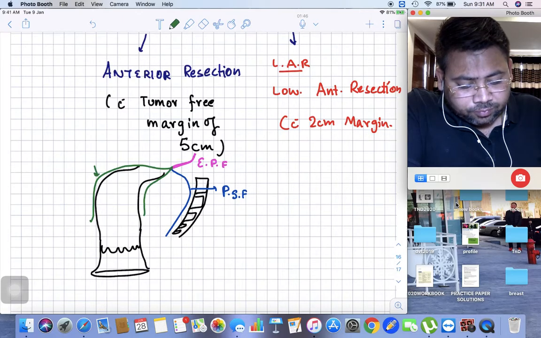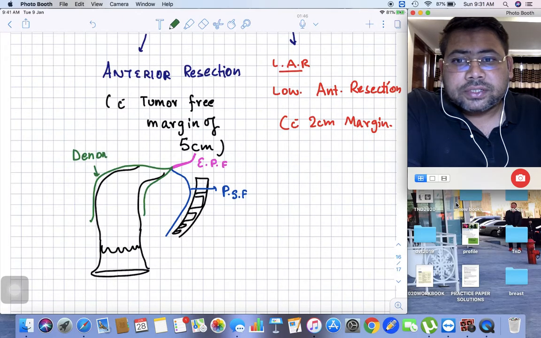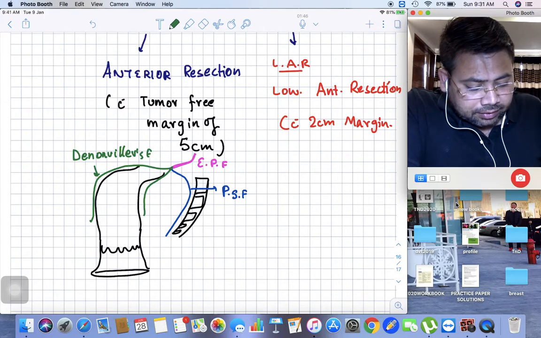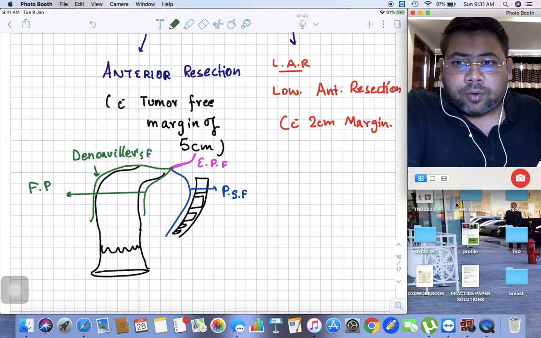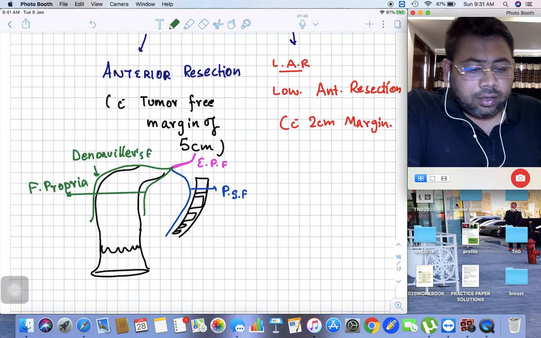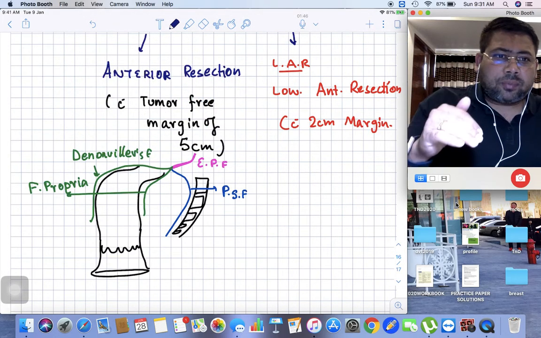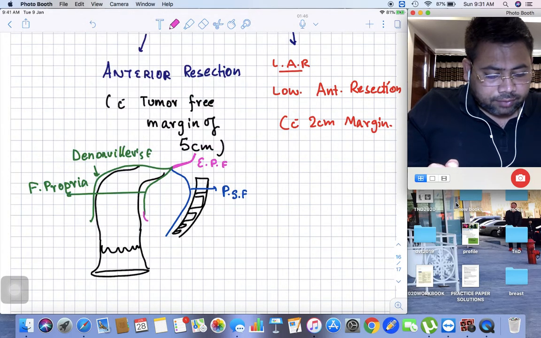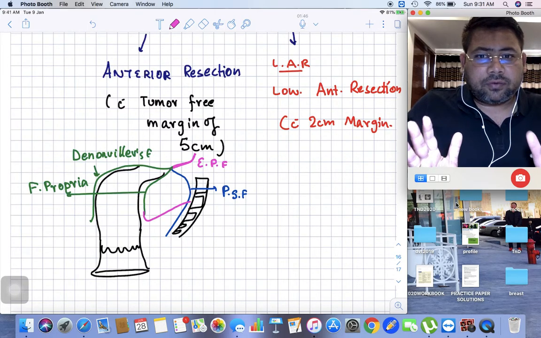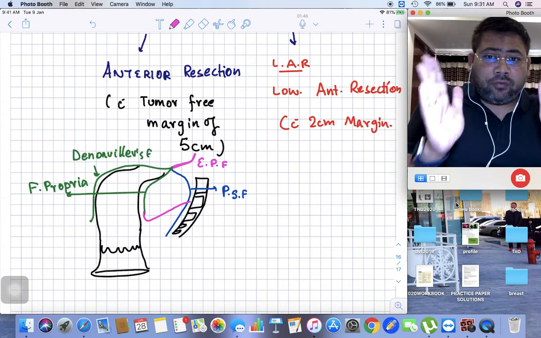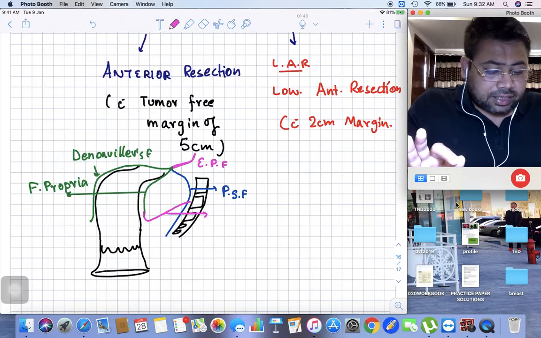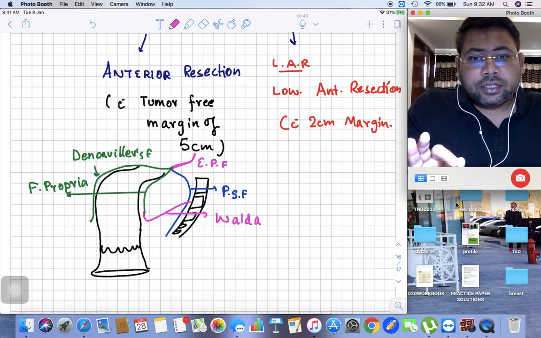The anterior one, which you must have heard of, is known as Denonvilliers' fascia. And the posterior one is known as the fascia propria of the rectum. When it goes down to the level of the pelvic diaphragm, this fascia propria takes a U-turn and merges with the S4 sacral segment level of the presacral fascia. This is what is known as the rectosacral fascia, or Waldeyer's fascia.